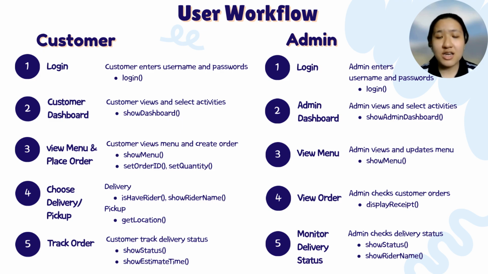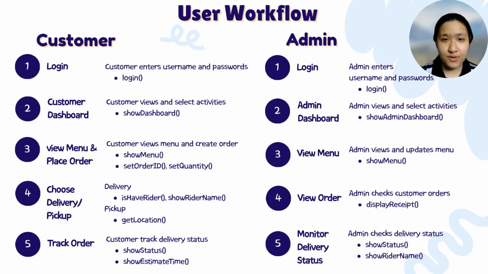First, the customer logs into the system using the login function. Next, the customer accesses the dashboard to view available options. Then, they can view the menu and place an order by selecting items and setting the quantity. After that, the customer chooses either delivery or pickup. For delivery, the system assigns a rider, and for pickup, the system shows the restaurant location. Finally, the customer can track the order status and estimated time.